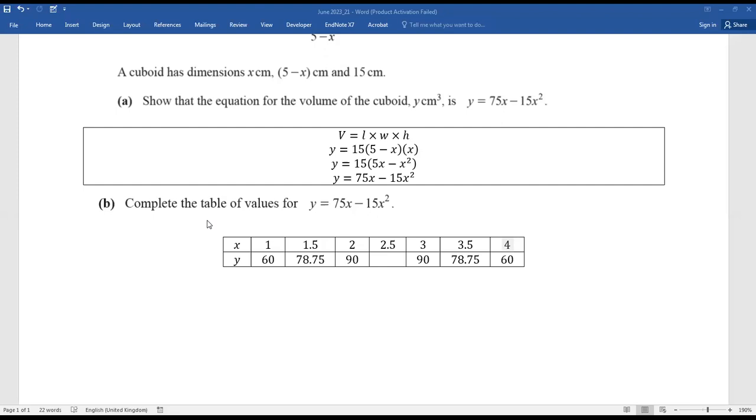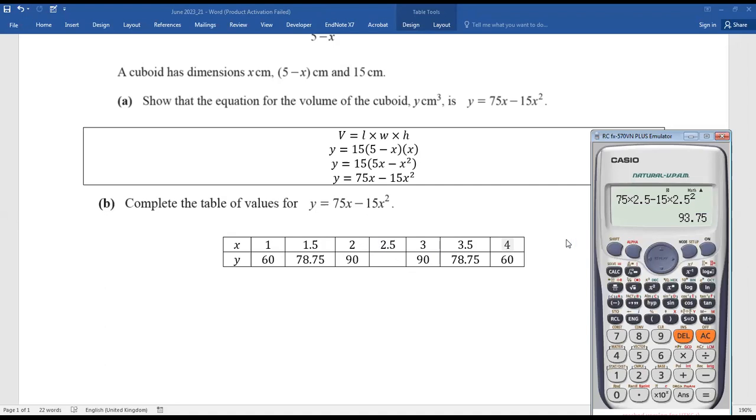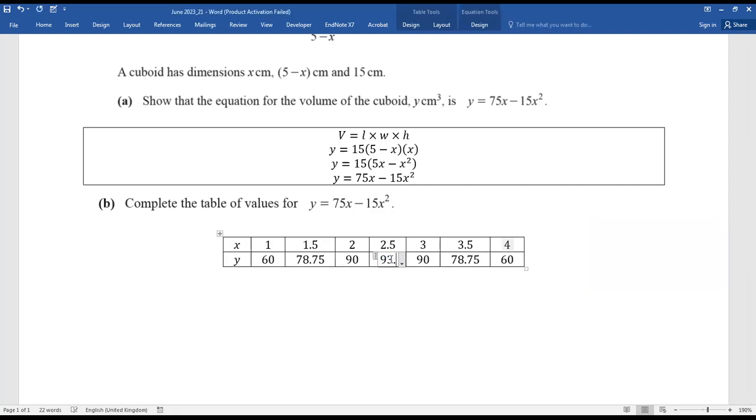1b, the question says that complete the table of values for y equals to 75x minus 15x squared. It has already given us some values and it expects us to complete the table, keeping x as 2.5, and let's see the value of y that we get. We'll use the calculator and say y is 75 and in place of x, we'll write 2.5, minus 15 in place of x, we write 2.5 and square it. So the value of y that we get is 93.75. So this is how we complete this table.